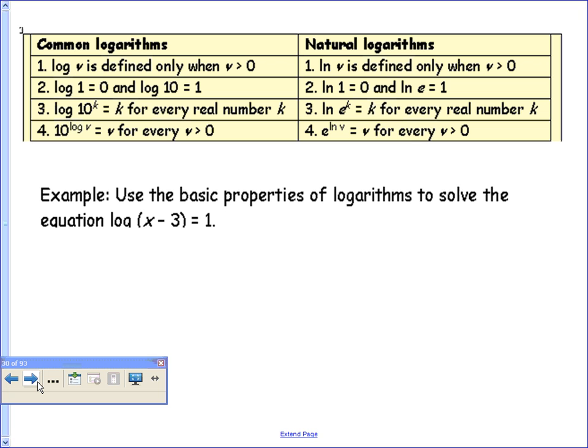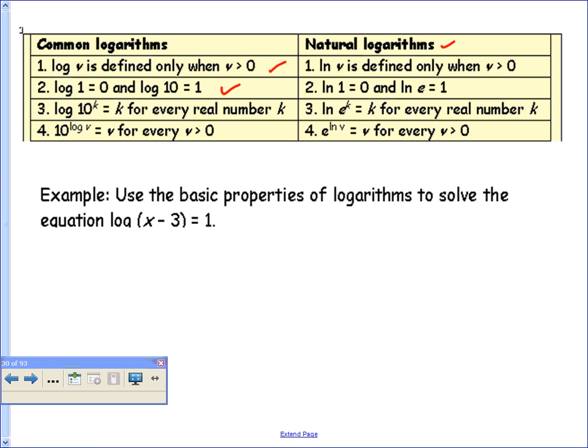First of all, log of v is defined only when v is greater than 0. And that's this one here. And that just deals with the domain. Remember back in the last section when we looked at the domain of the log of v, it was all of the positive real numbers. Okay, and then number 2 here is sort of the equivalent with the natural logarithm.